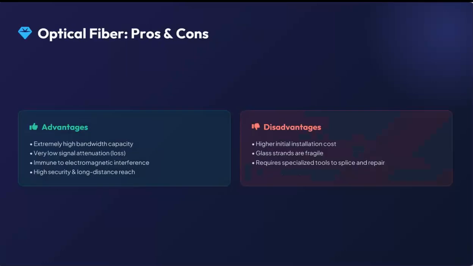So summarizing optical fiber, its advantages are extremely high bandwidth, very low signal loss, immunity to electromagnetic interference, excellent long distance communications, and high security because tapping optical fiber is very difficult. However, there are some disadvantages. Installation cost is quite high.